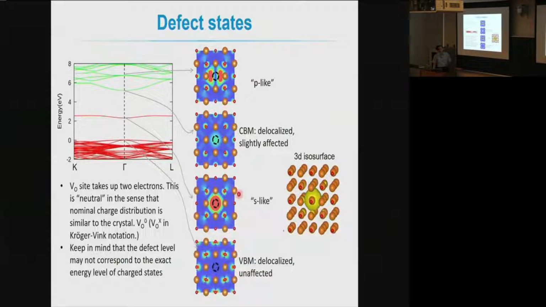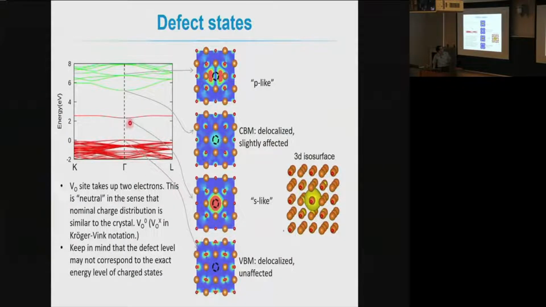All right, and also by plotting one by one, you can see that this third band here, just above the conduction band minimum at the gamma point, if you plot it, looks like a P-like state. It has one node here, but it is still concentrated around the oxygen vacancy site. So this is why these states are called defect states. They are concentrated or localized at the defect site.